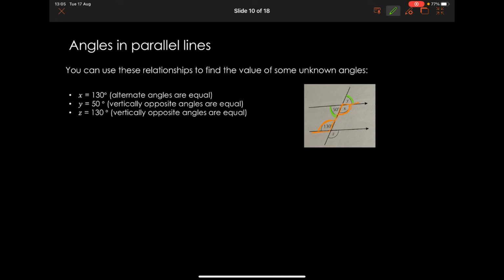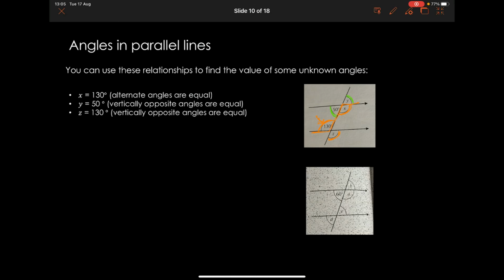And then Z must also be 130 because it's vertically opposite this one here. And vertically opposite angles are the same. Okay, why don't you pause the video and have a go at working out A, B, C, and D.